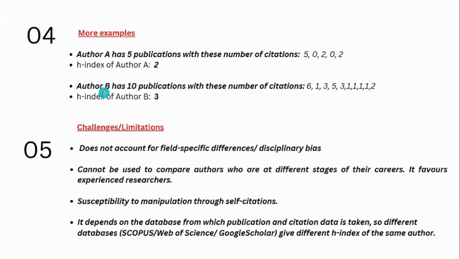Similarly, let's have a look at author B, who has 10 publications with these numbers of citations. Publication 1 has 6 citations, publication 2 has 1 citation, and so on. So let's check for 1. Is there one paper with at least 1 citation? Yes. Are there 2 papers with at least 2 citations? Yes. Are there 3 papers with at least 3 citations? Yes, because 6, 5 and this 3 satisfy.